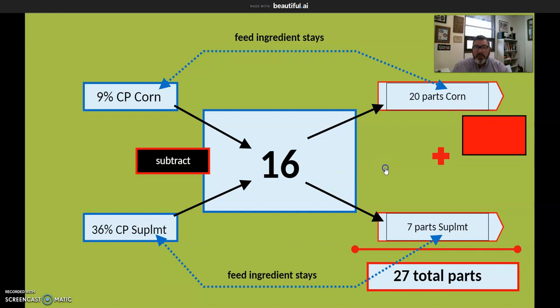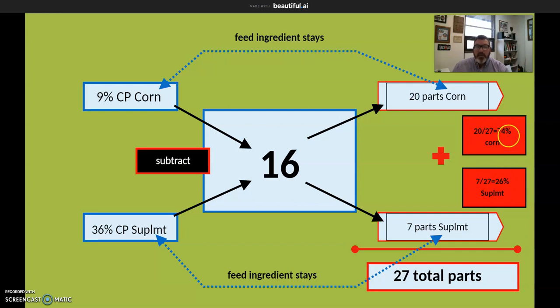Very simply then, we're just going to divide the parts by the whole. So if we take 20 divided by 27, 20 parts corn divided by 27 total parts, 74% of the diet is going to be corn. Same thing with the supplement, 7 parts supplement divided by 27 of the whole is 26% supplement. Notice these things add up to 100, and should add up to 99 or 100 based upon how you rounded throughout doing the equation. So here our ration is in balance.